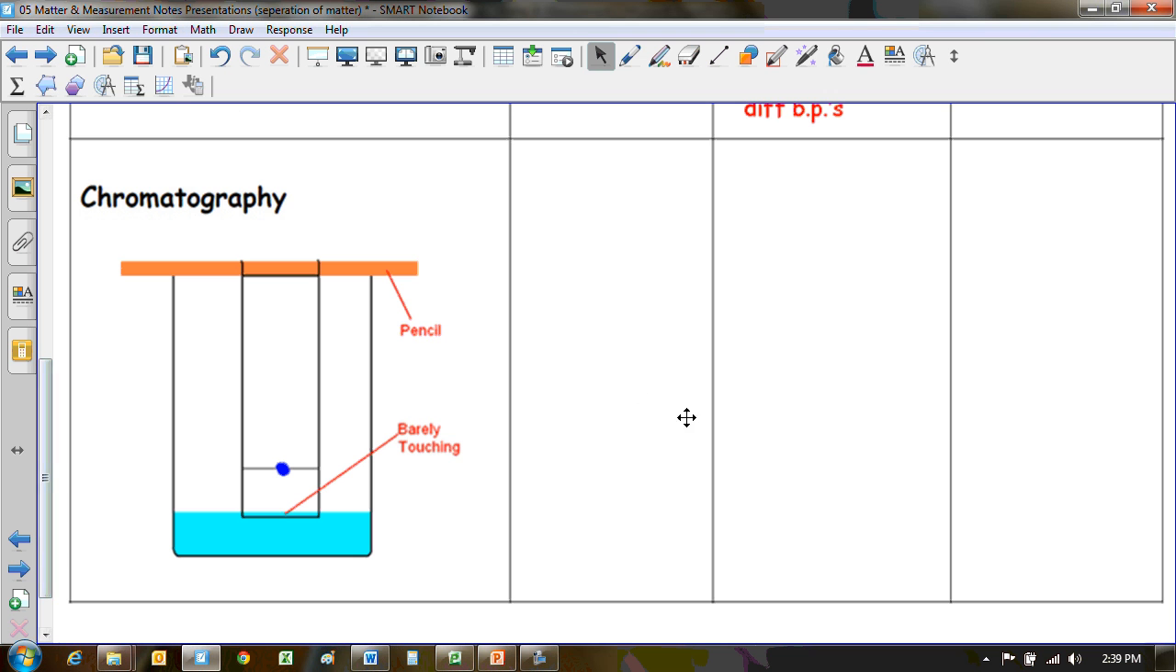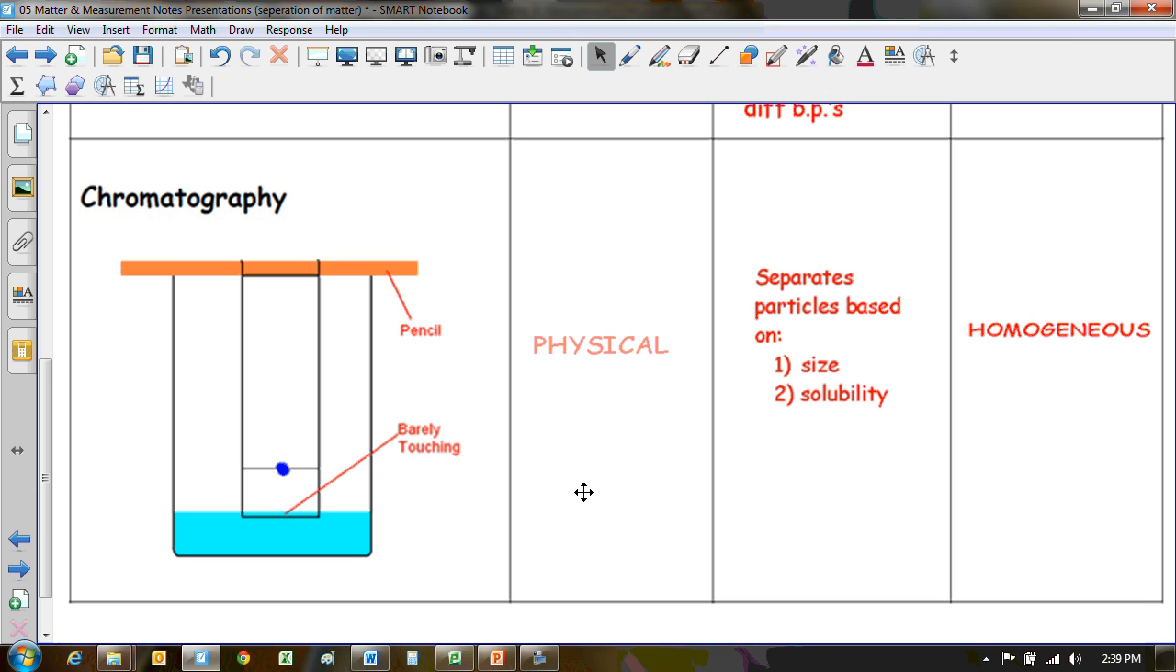The last type is a chromatography, and this is the only separation technique that is based upon chemically. Now, let's see, let's find the click. It's in here somewhere. There. No, it is a physical separation. I thought for a moment it was chemical. No, actually, now that I think about it, it's based upon molecular size and solubility, so that's physical. It separates particles based, again, on size and solubility, and it separates homogeneous mixtures.